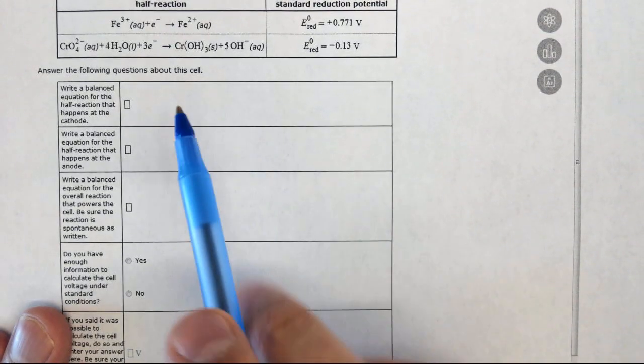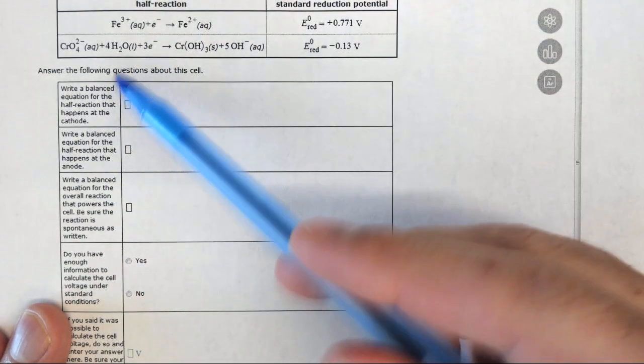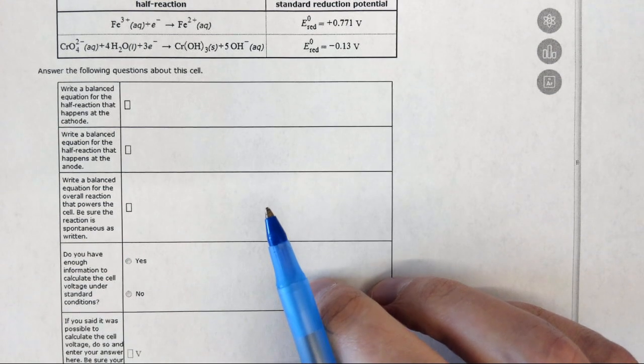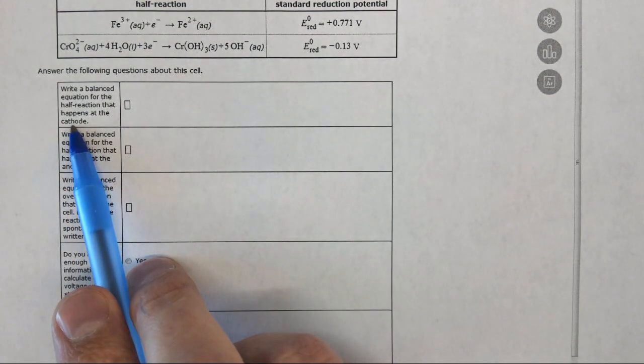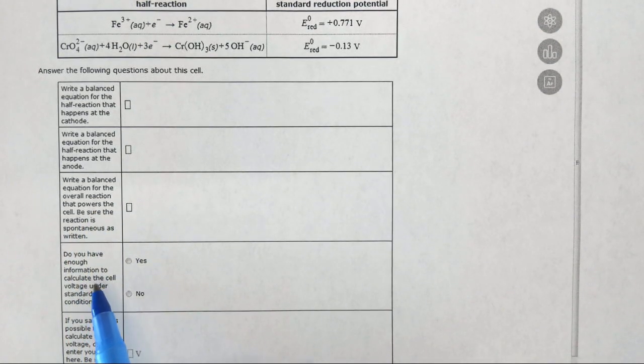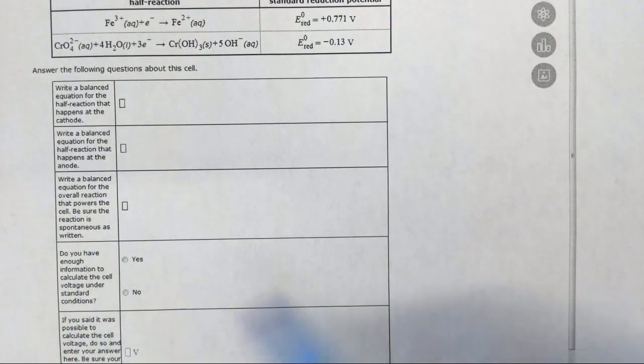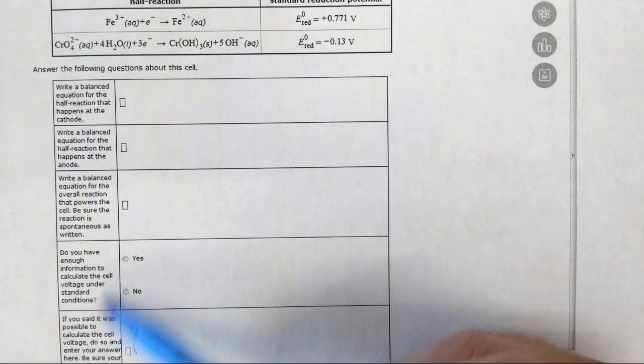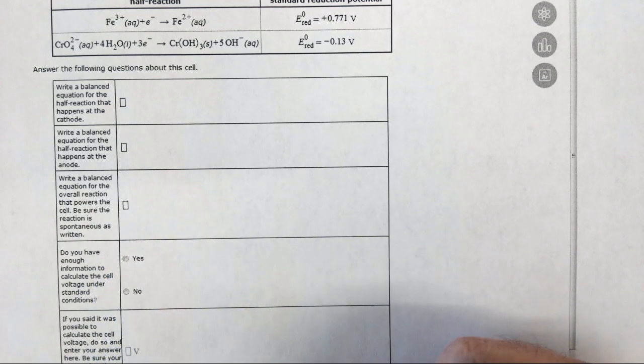In this question, we're given a couple of half reactions, and then we're asked a series of questions, including what reaction happens at the cathode, what reaction happens at the anode, the overall balanced equation, and whether or not we can determine the reduction potential for this cell. It's probably easiest to start with whether or not we can determine the reduction potential for this cell first.